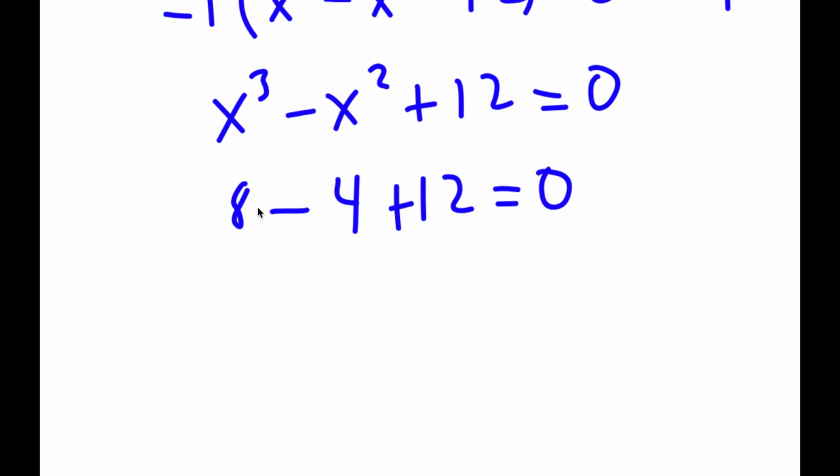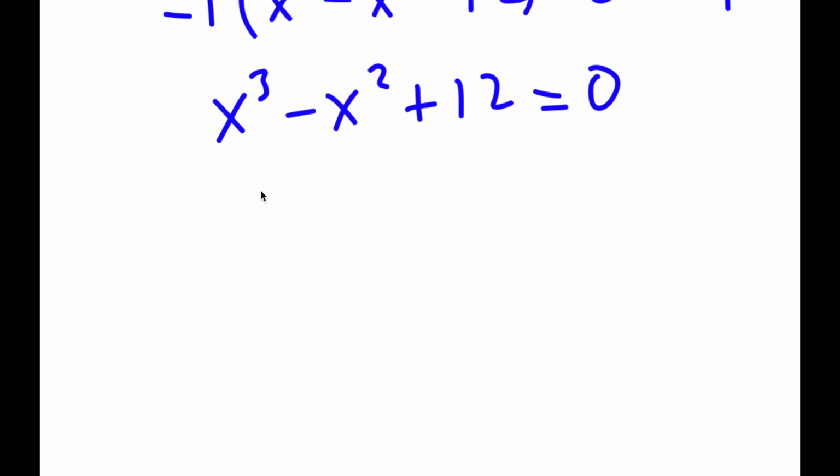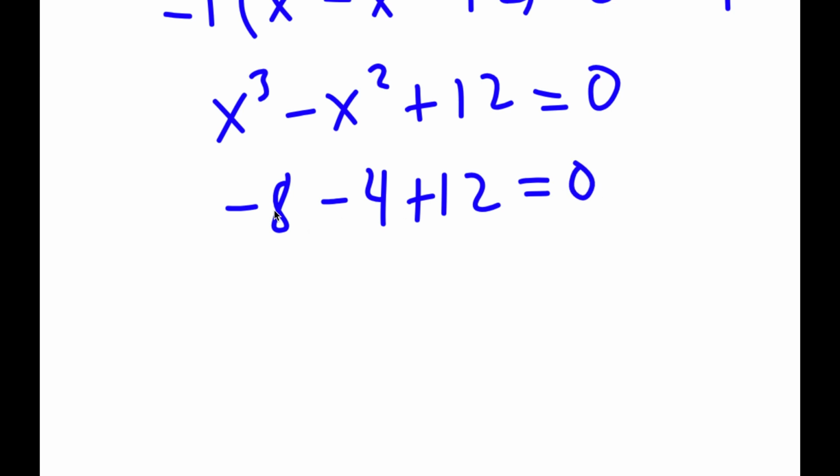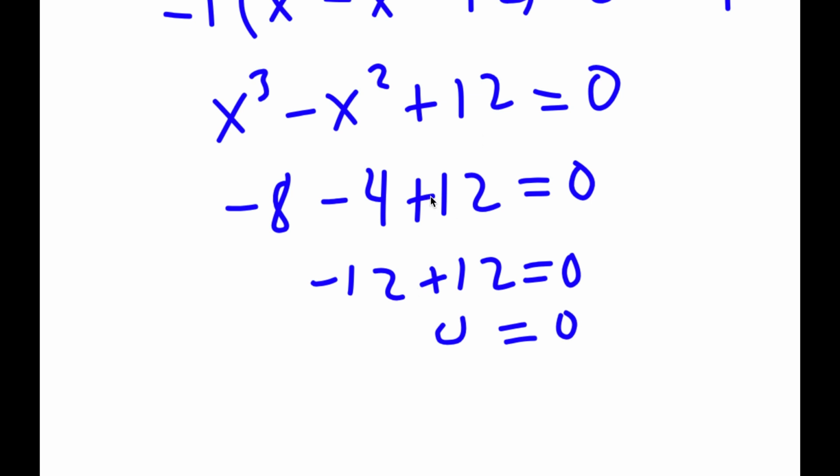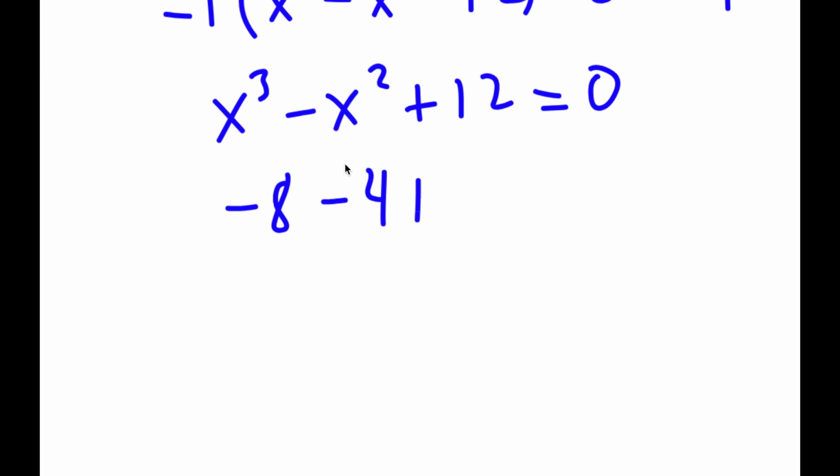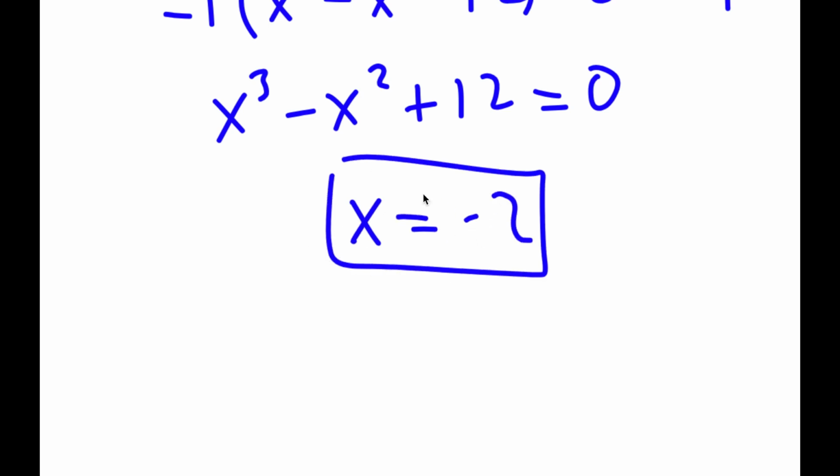So now let's try negative 2. So if I plug in negative 2, I get negative 2 to the power of 3, which is negative 8, minus negative 2 squared, which is 4, plus 12 is equal to 0. Negative 8 minus 4 is negative 12, plus 12 is 0. So 0 equals 0, meaning my solution for x is negative 2.